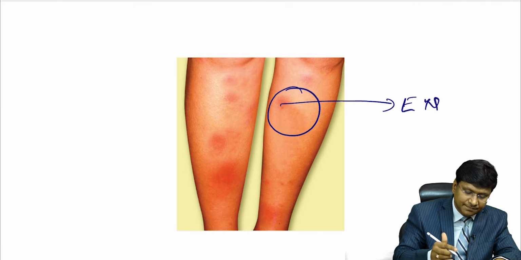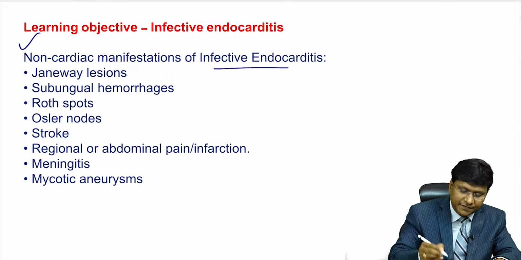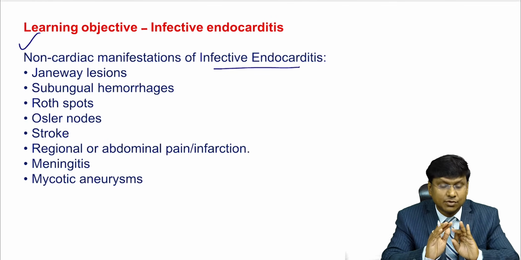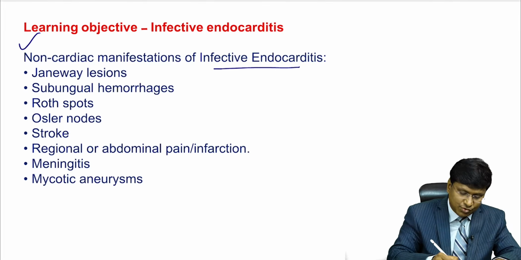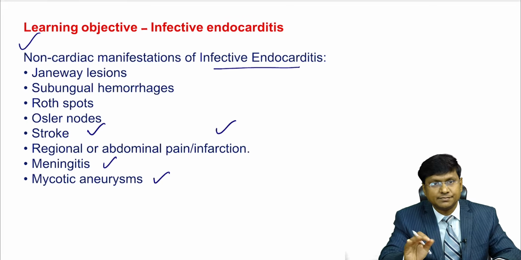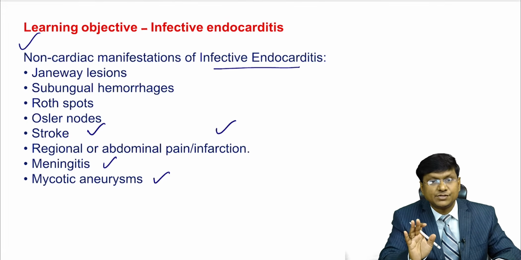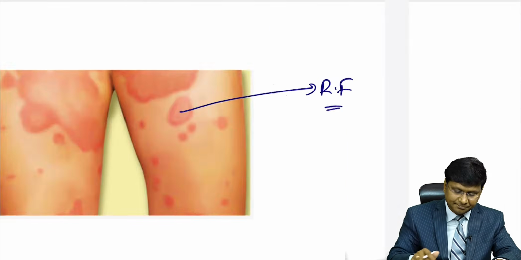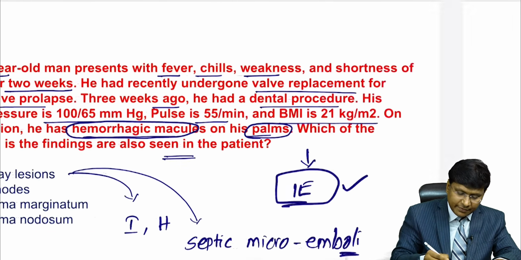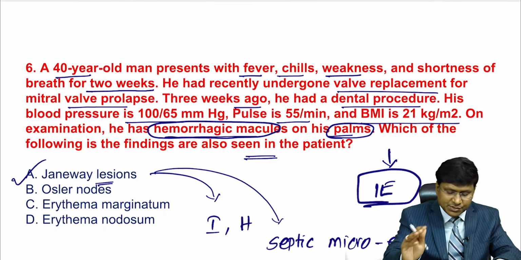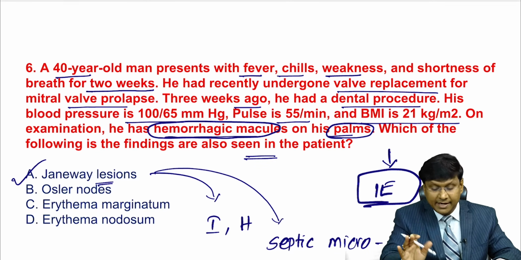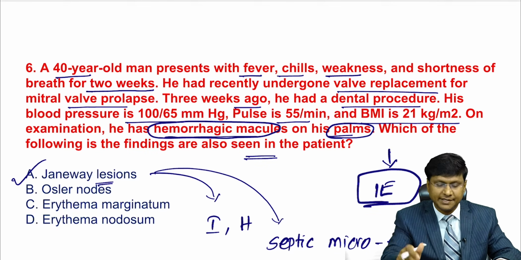And if you observe the non-cardiac manifestations of infective endocarditis, that includes the Janeway lesions, subungual hemorrhages, Roth spots, Osler's nodes, stroke, renal or abdominal pain, meningitis, and the mycotic aneurysm. So these are the non-cardiac manifestations of infective endocarditis. So this is about the question related to infective endocarditis, where there is presence of hemorrhagic macules on his palms, with the background history of infective endocarditis. Next question.